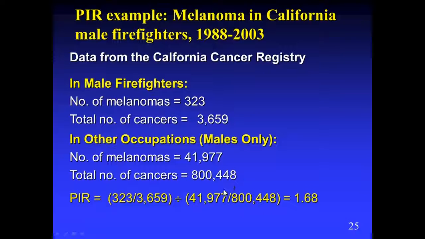So it's simply dividing this proportion by this proportion, and you come up with a proportionate incidence ratio for melanoma in California firefighters of nearly 1.7. That is suggestive of an association between firefighting as an occupation and malignant melanoma. So it's an example of how you could use the proportionate incidence ratio.